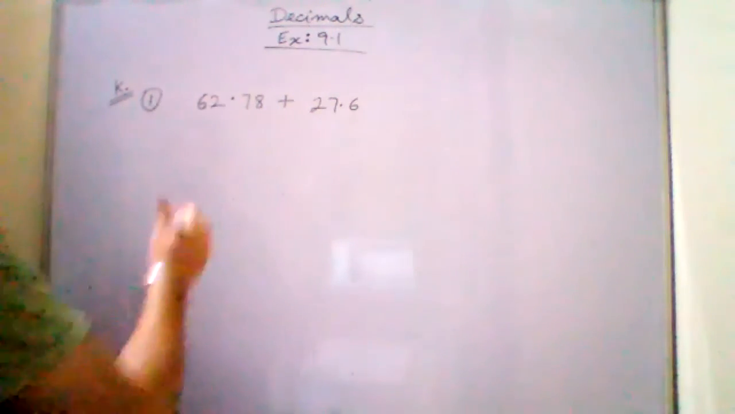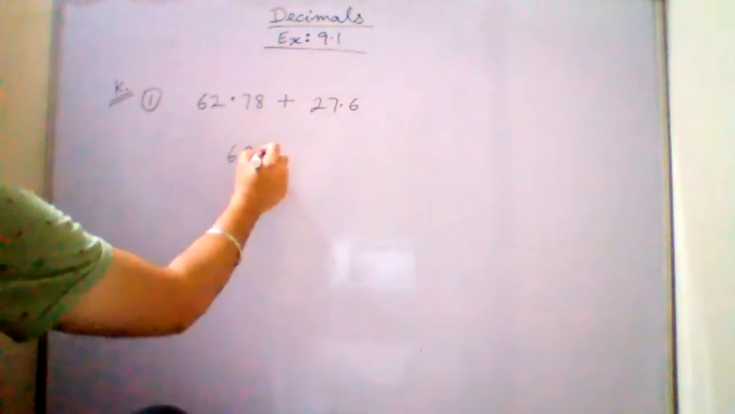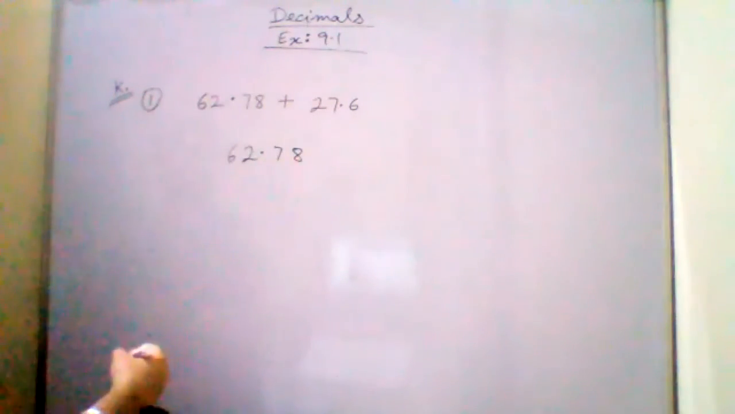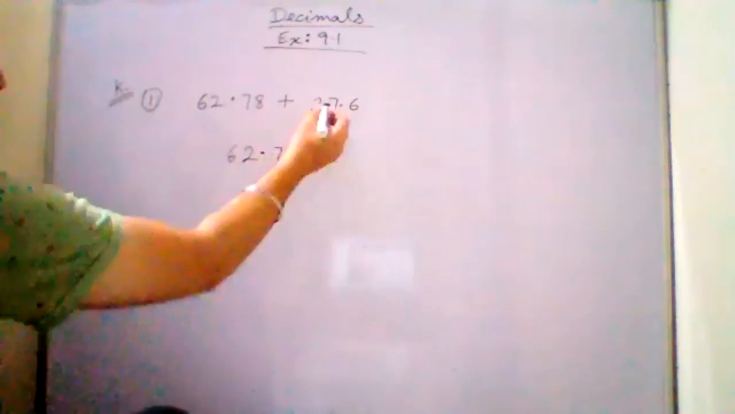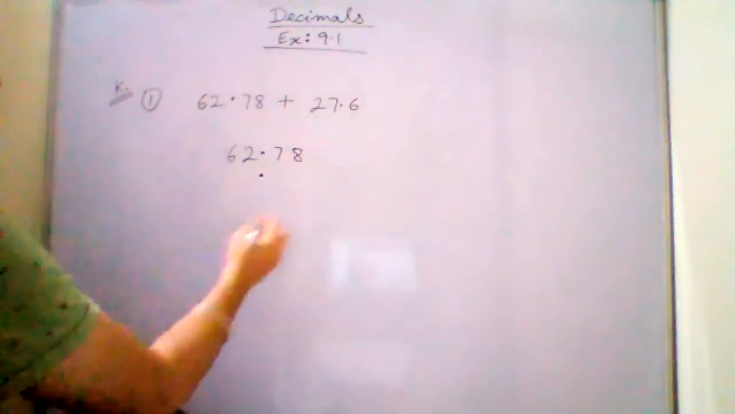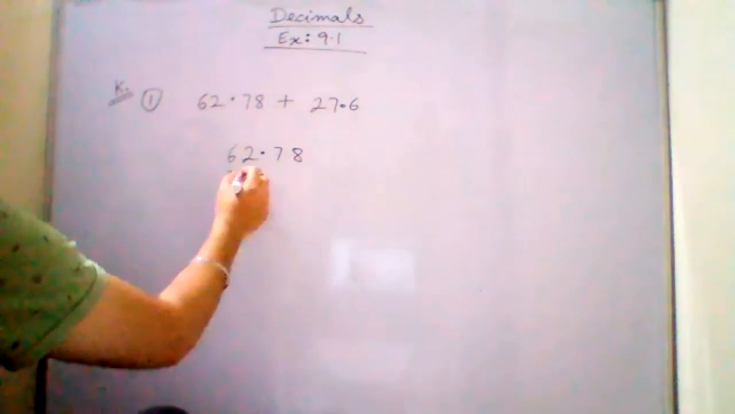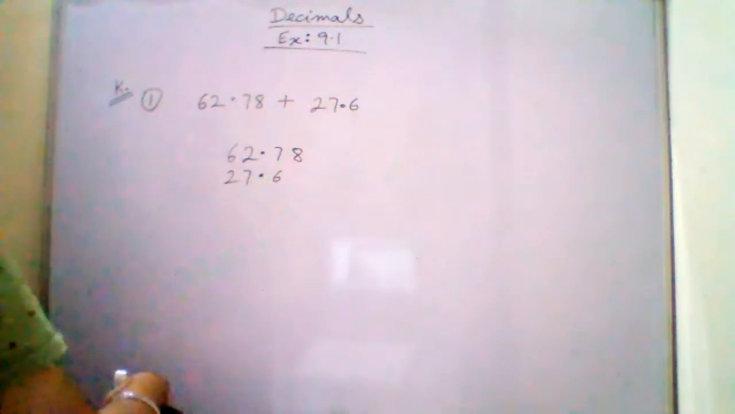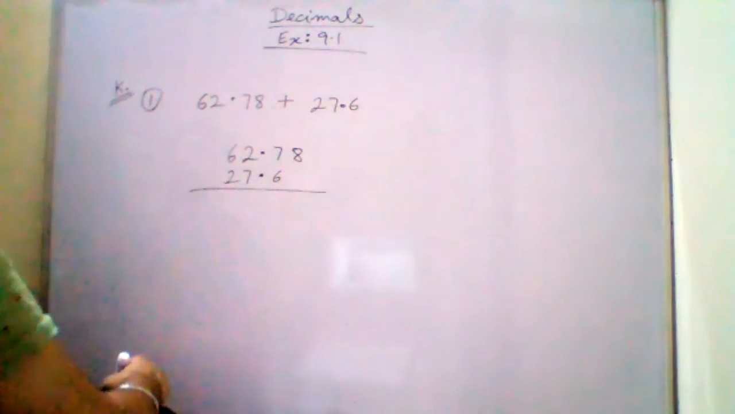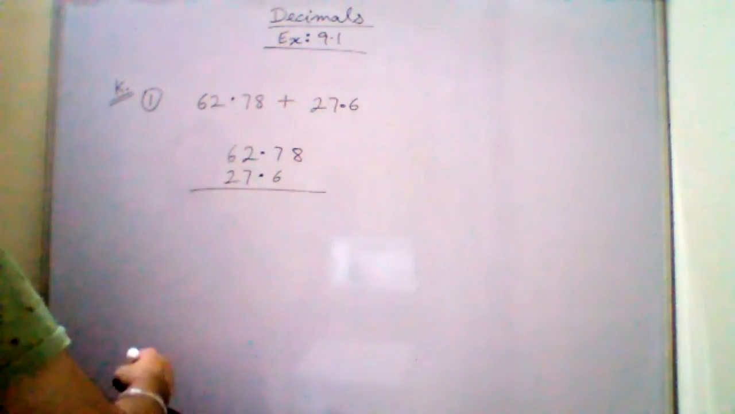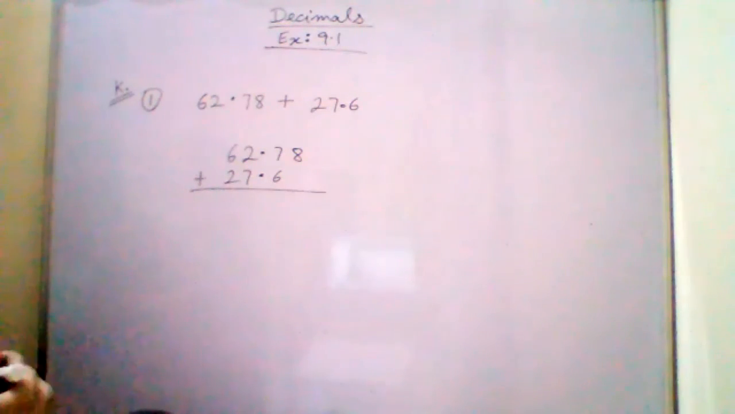So how to do this? Very simple. 62.78. First of all, you all must learn how to write it. Decimal will come below decimal. First, I am writing this number. Now you write 27.6. Decimal will come below the decimal. Okay? Beta, keep your mic off, Ayushman.